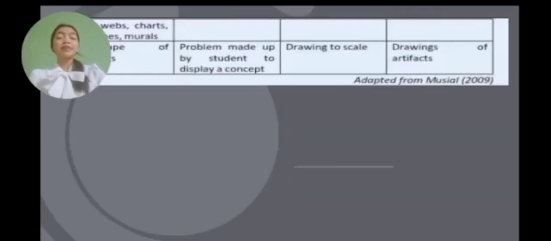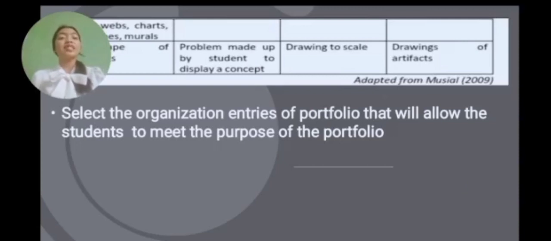So I have here some statements that will help us determine and identify the appropriate organization. First, select the organization of entries of the portfolio that will allow the students to meet the purpose of the portfolio. So it will depend on your target. If your target is to show the performance product of your students, then you should select output-oriented tasks. But if you need to provide feedback to students, you must include the procedure they use in putting together their report. Include a summary of process as part of the portfolio.